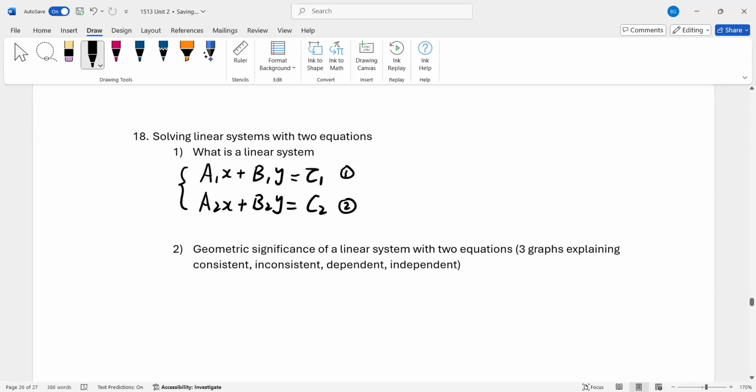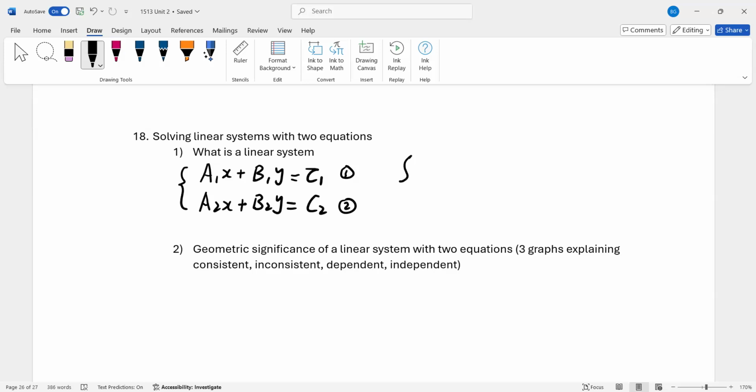And both equations, if you look at them closer, are in the standard form of a linear equation in two variables. They represent straight lines. So to make it simple, you do not have to worry about what A1, B1, C1 are here, or what A2, B2 are. It's just the way to show what a linear system with two equations looks like.